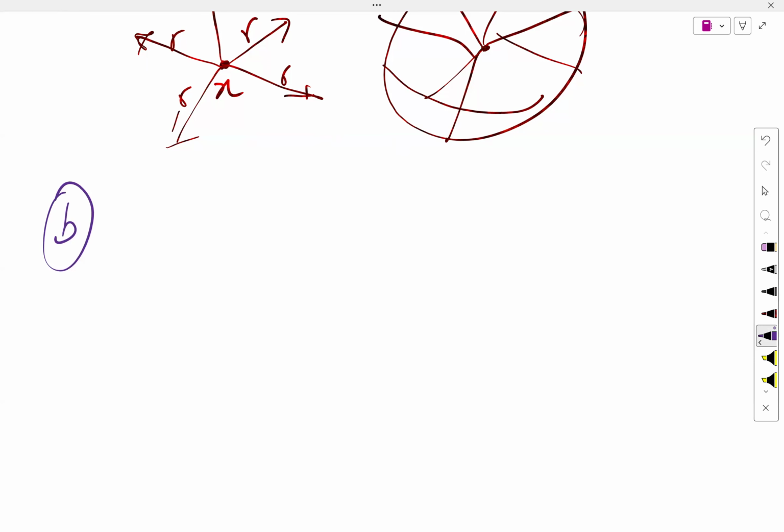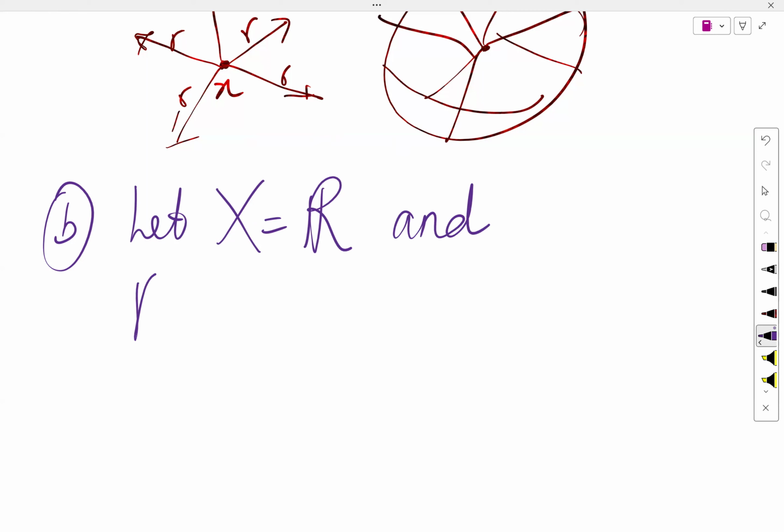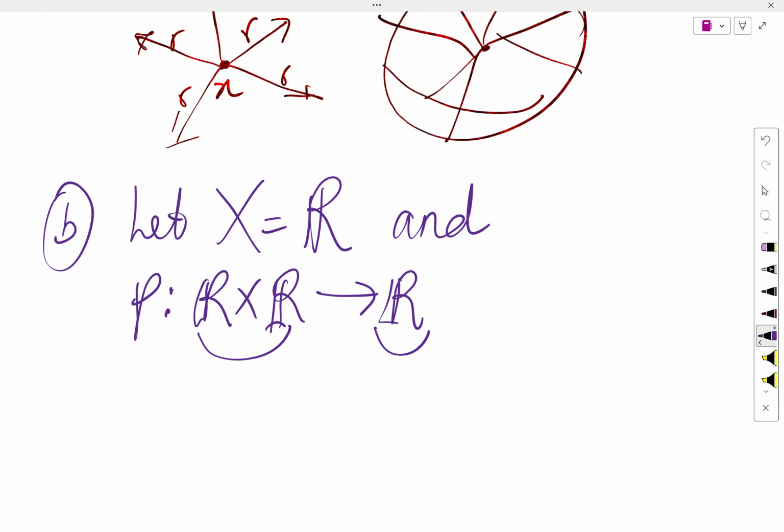For the B part now, let x be equal to the set of all real numbers. And then you have P now to be defined on R by R, so something two-dimensional, which is mapped to a one-dimensional thing. What this means is that this takes two inputs and gives one output. It takes two elements from the real number system and gives one output that is also a real number.